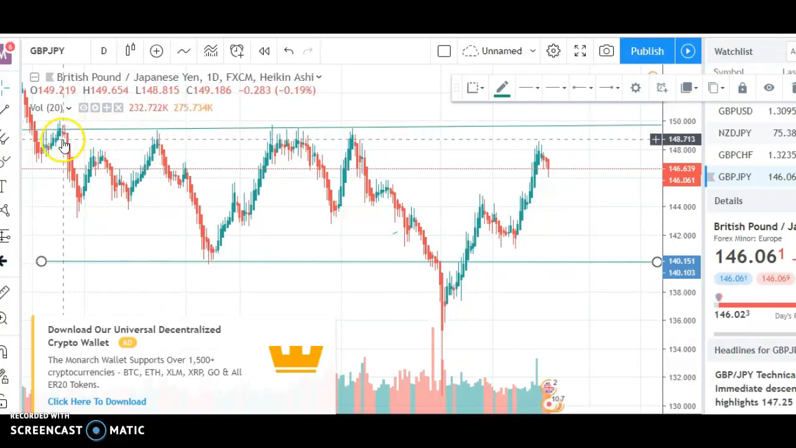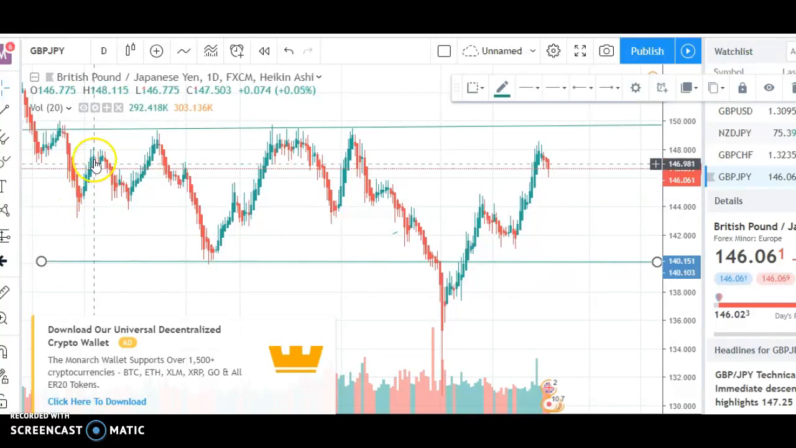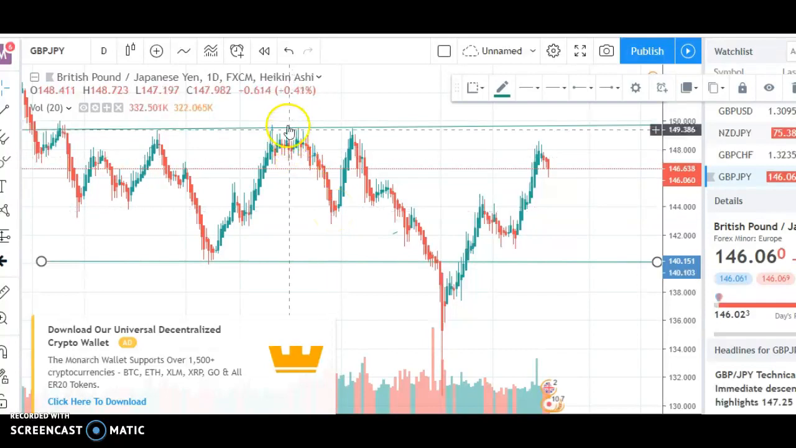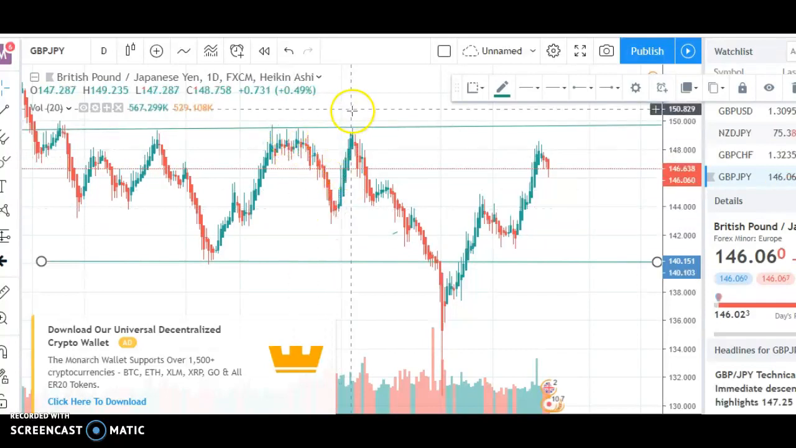Right from the beginning, from here, you discover that it came down. If you had sold at this point, you can close at any point from here. Now look at this. It hit it again. It came down to this last section. It goes up to hit that same line. It came down again. If you sold at this point, it could come down. It hit it again.